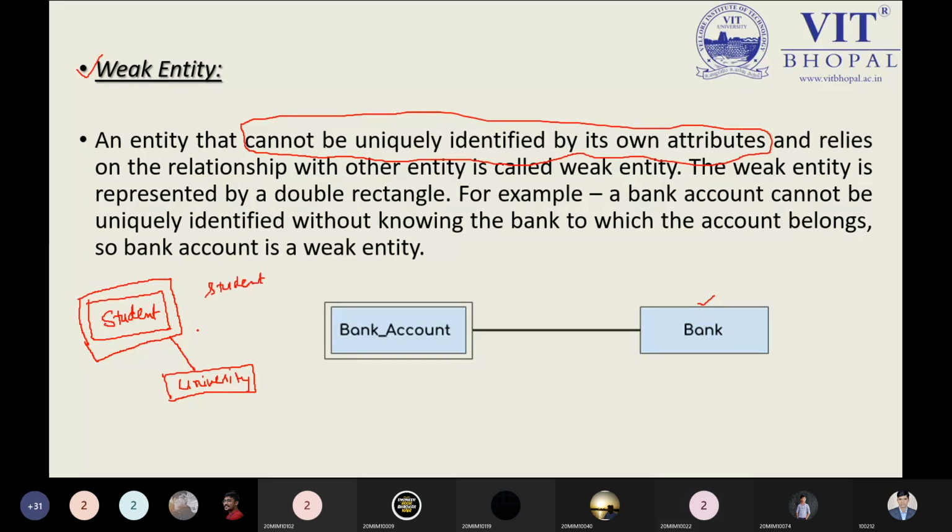Does not have roll number. That is it. Now, a strong entity is also recognized while using the key attribute. That part we will see inside the key attribute. So let us understand the attribute part.